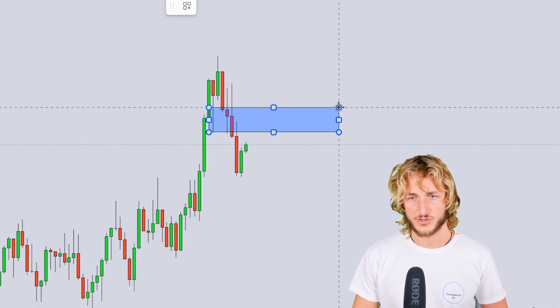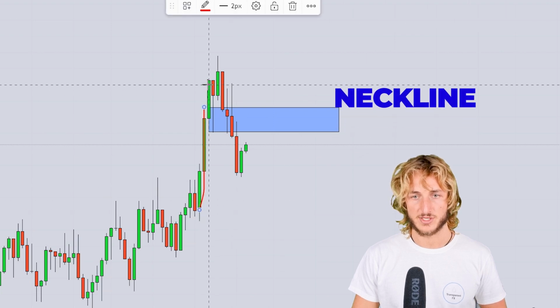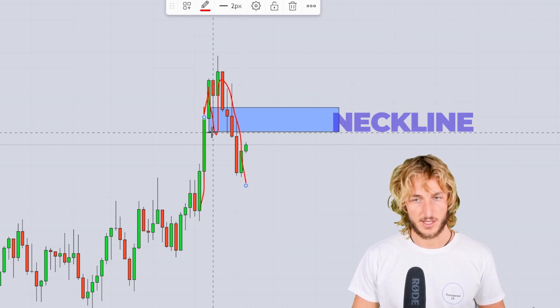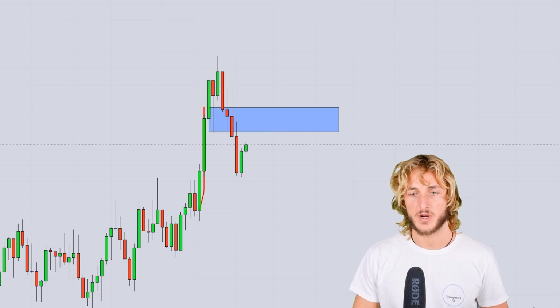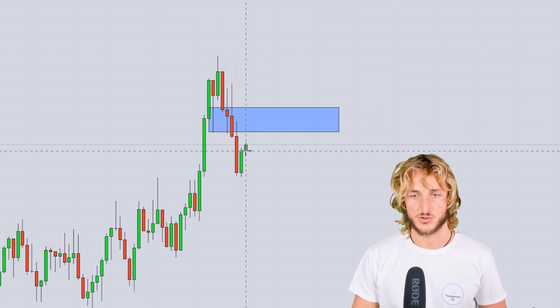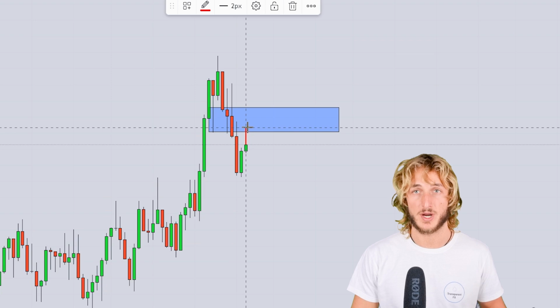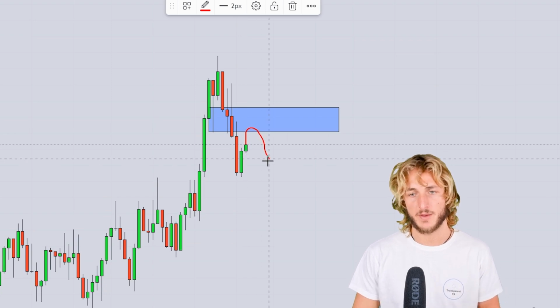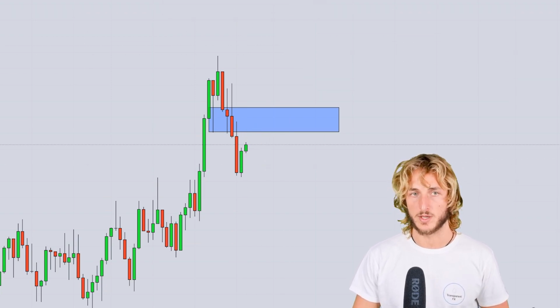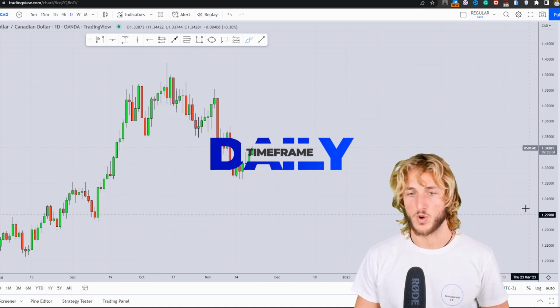Now, looking here at the structure, we can see that the neckline of this M pattern is this zone here, which the market at the moment is about to test. So what we can expect is a bit more bullish price action for the market to test the area and then a potential rejection lower. Going down on the daily time frame, what do we see?